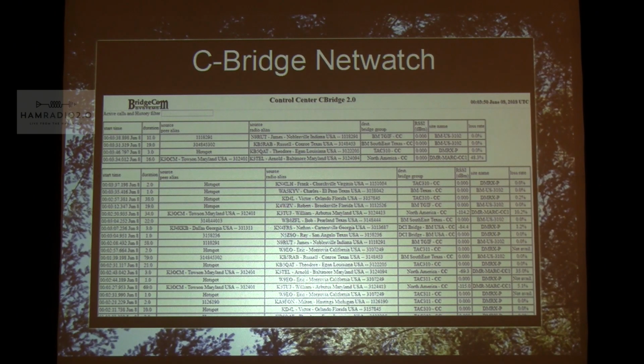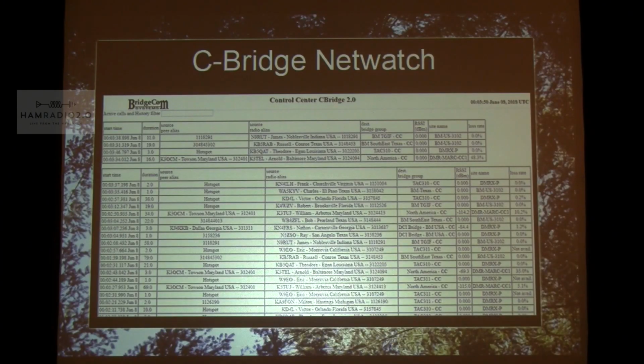So a CBridge has built in what's called a net watch. You can pull up a net watch from any CBridge that's out there. Some of them are connected together, some of them aren't. Some of the talk groups are connected together. This is the net watch from my CBridge, which is from the Bridgecom guys up in Kansas. And you can see the traffic. There's no audio passed over the internet, but you can see the traffic. You can see the person. This is where they're coming in from, whether it's a repeater or hotspot. This is the person who's talking right now, and this is the talk group that they're on.